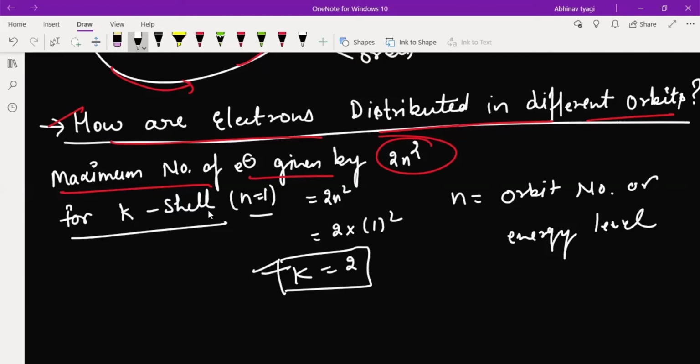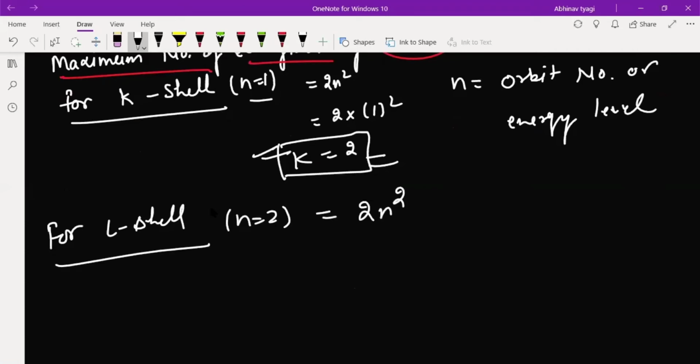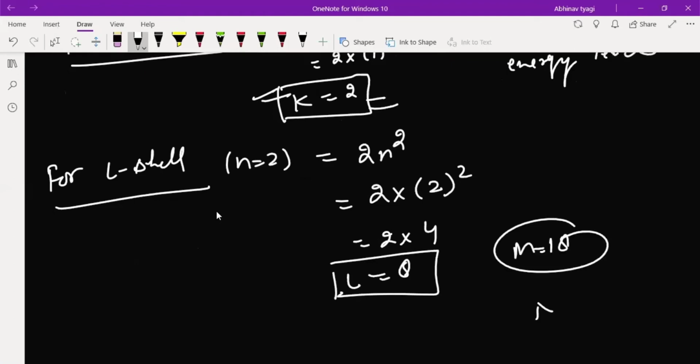Hence the maximum number of electrons in different shells are as follows. The K shell has 2 electrons. For the L shell, n equals 2, and the maximum number of electrons is 2n². n की प्लेस पर आप 2 पुट करेंगे, 2 का square 4, 4 गुणा 2 जा 8. It means the L shell will contain 8 electrons, and similarly the M shell will contain 18 electrons, and the N shell will contain 32 electrons, and so on.